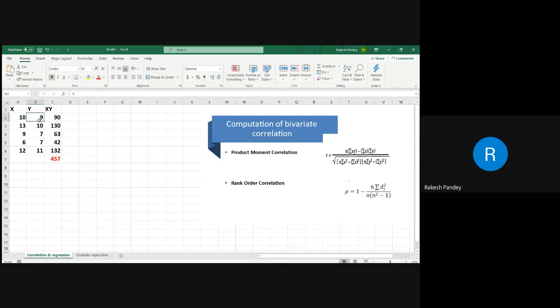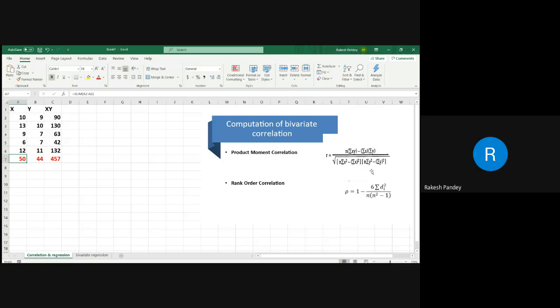Now, if we will add this, then the resultant value will be called summation y. And if we will add the column x, the resultant value will be called summation x. So 50 is summation x. So in this formula, we need summation x, summation y, summation xy. What else are we missing? Here you can see summation x square, and here you can see summation y square.